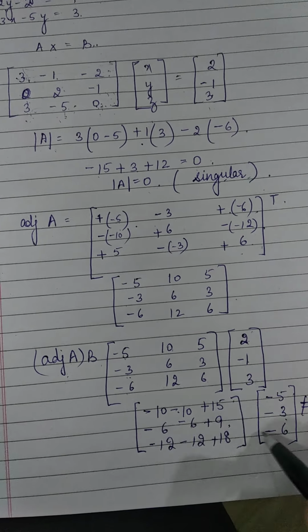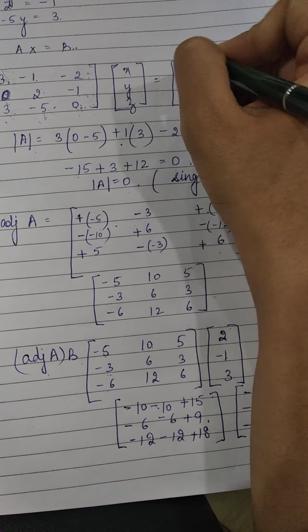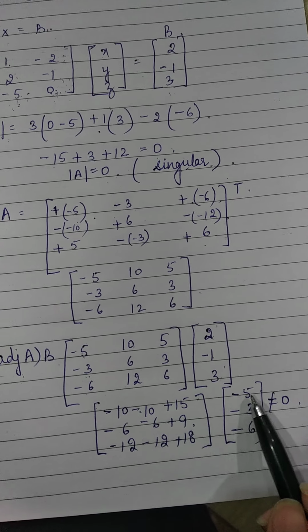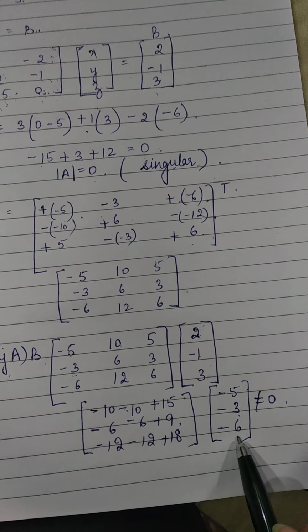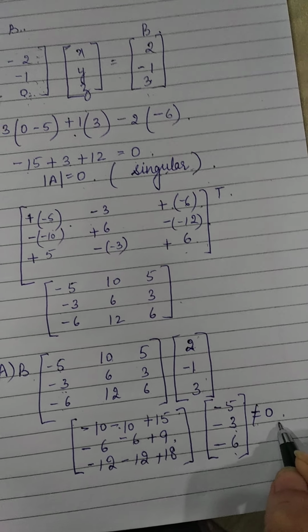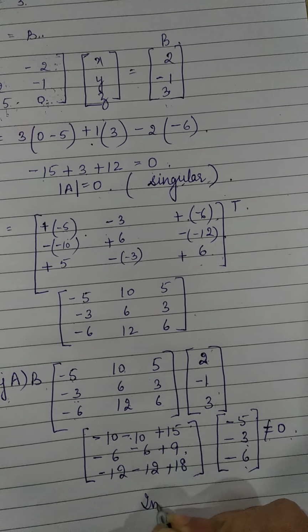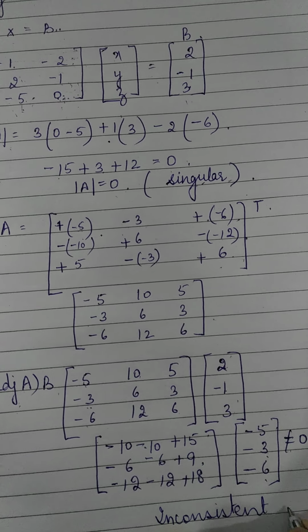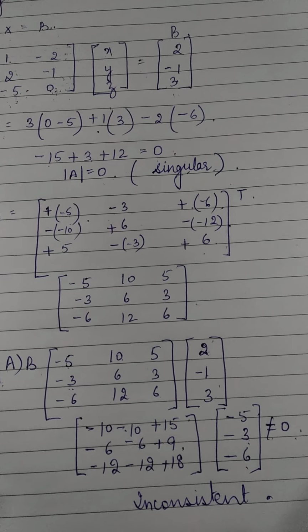Our next step would be finding the product of adjoint of A and B. Once we find the adjoint, remember this is matrix B. We'll find the product of the two. We get this as the product: -5, -3 and -6. This is not equal to a null matrix, this is not equal to 0. Therefore, what can we infer? We can infer that the given system of equations is inconsistent.